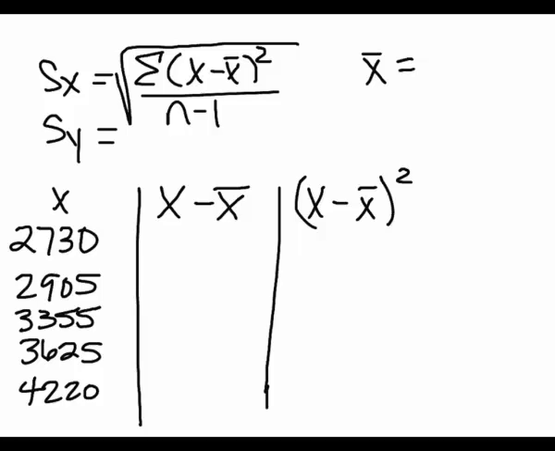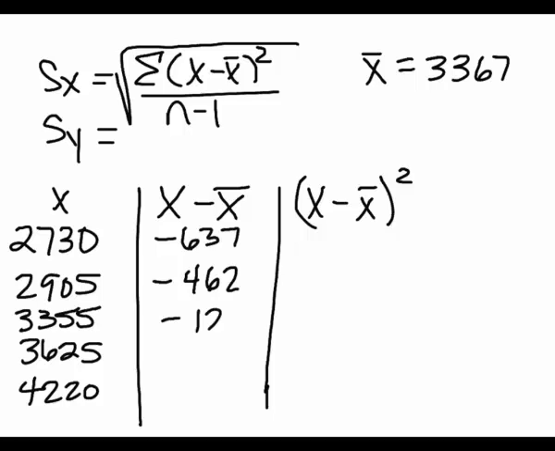And I get 3367. So now I'm going to take every x value and subtract 3367. So I'm going to take 2730 and subtract 3367, and I get negative 637. If I take 2905 and subtract 3367, I get negative 462. So just finishing out the table, I get negative 12, 258, and then 853.